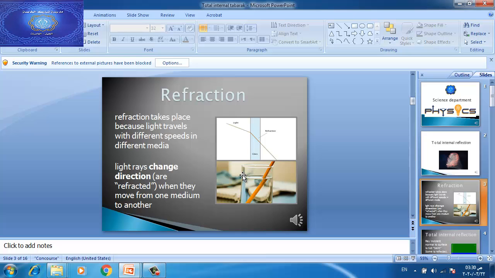In this case, the light ray travels from water to air. So the light ray will refract. Why will it refract? Because the speed of the light ray will change. It goes from low speed to high speed. So refraction occurs when the light ray travels between two different mediums. Also, this refers to a change in the speed of the light ray. These are the reasons for refraction.